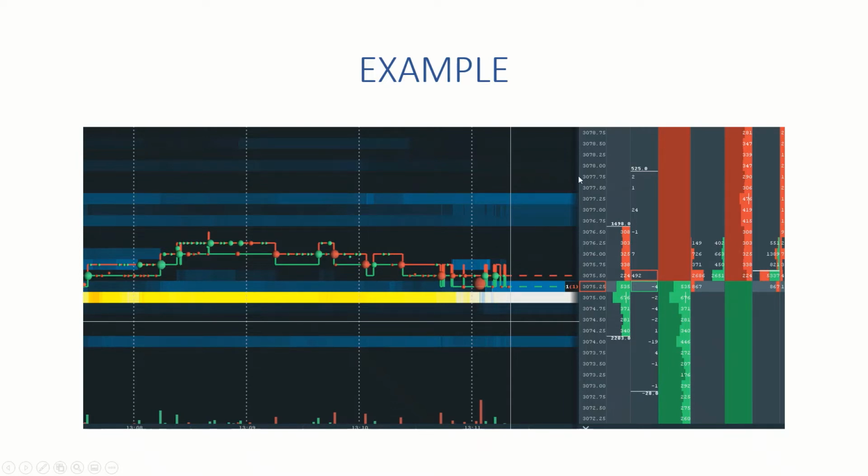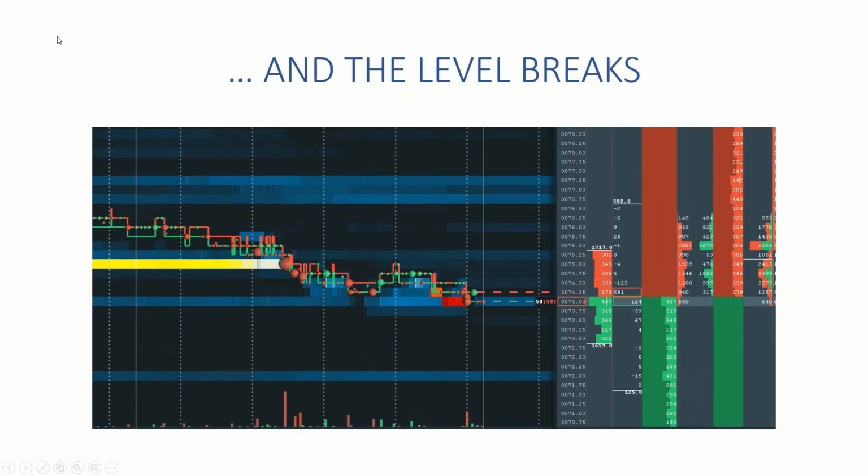So I can expect this level to be taken, and some aggressive sellers come in and sell it all below to at least 74.50. Okay, and as you can see, a little bit later the level is getting taken, and it keeps trading down. There are some buyers coming in over here, and again it keeps trading down.